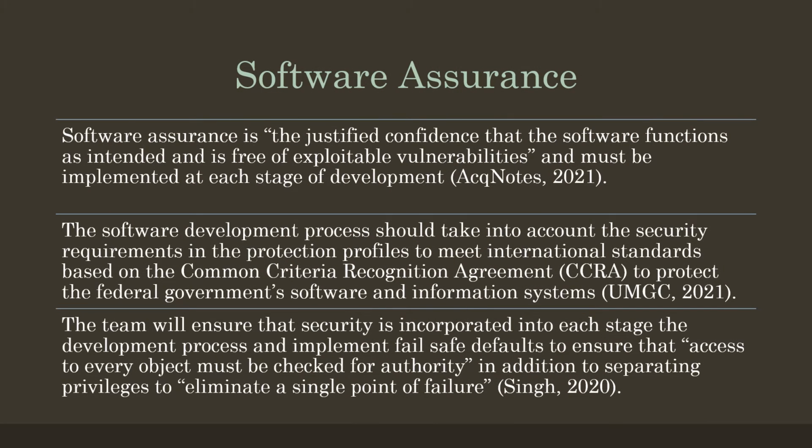Assurance is one of the cornerstones of software cybersecurity, right? It's essentially the justified confidence that software functions as intended and is free of exploitable vulnerabilities. And this must be implemented at each stage of the development process, right? So the software development process should take into account the security requirements and protection profiles to meet international standards based on the Common Criteria Recognition Agreement in order to protect the federal government software and information systems.